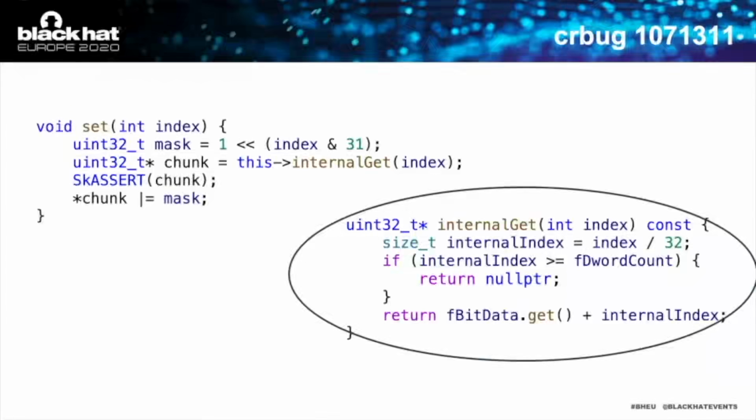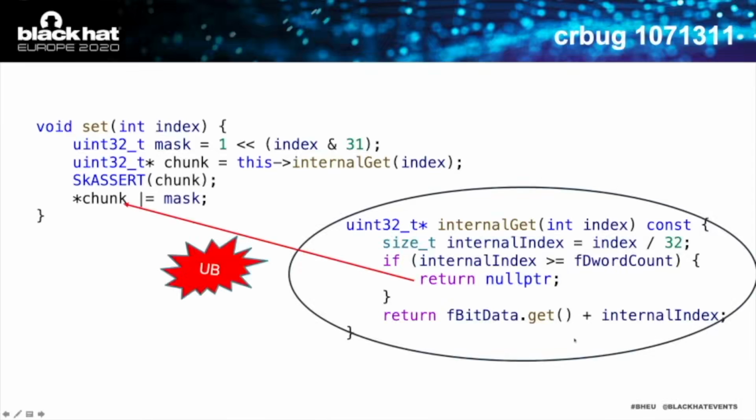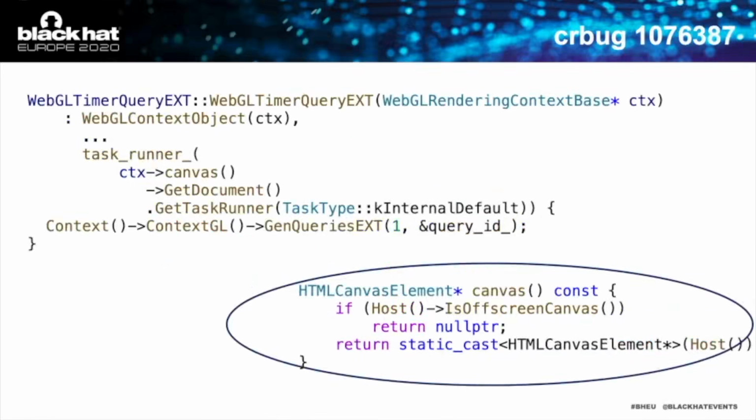Bug 1071311 is also in Skia. It is similar to the quiz. The set function uses the return value of the internal get function to do an OR operation. In the internal get function, a non-pointer will be returned in the bound check branch. Non-pointer dereference is undefined behavior. LLVM will remove the branch so that the check won't take effect. We can pass a large index to trigger an out-of-bound write.